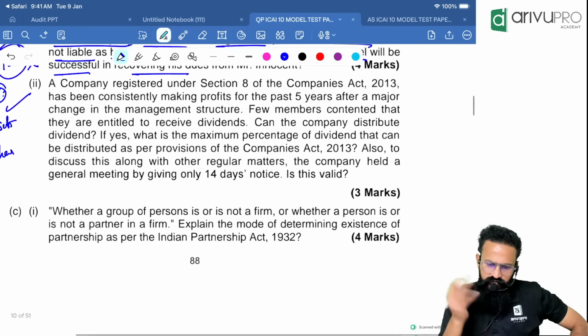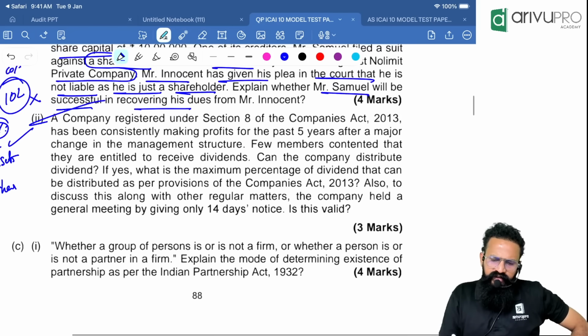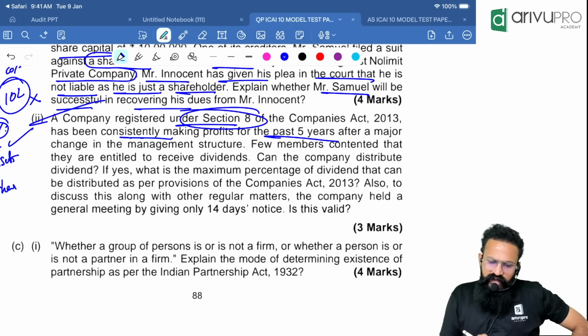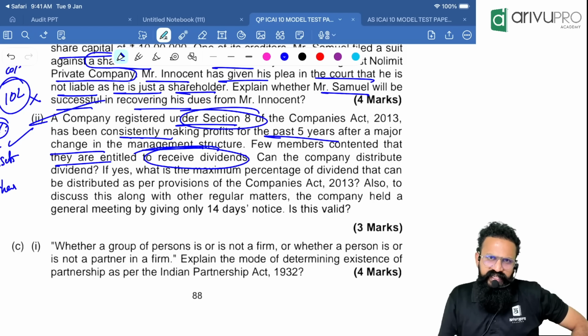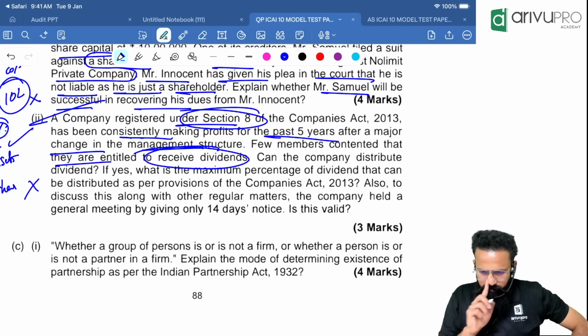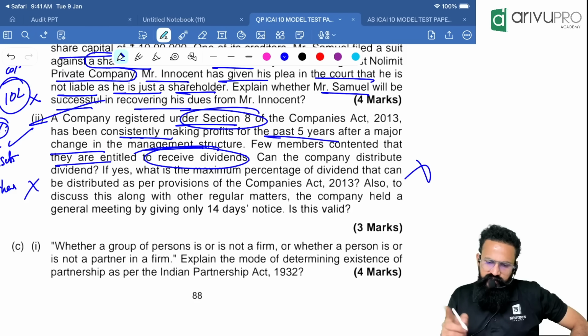A company registered under Section 8 of the Companies Act has been consistently making profits for the past 5 years. Section 8 company. After a change in the management structure, few members contended that they are entitled to receive dividends. Section 8 company, can they declare dividends? Answer is no. Can the company distribute dividend? If yes, what is the maximum percentage? Answer is no, they cannot.